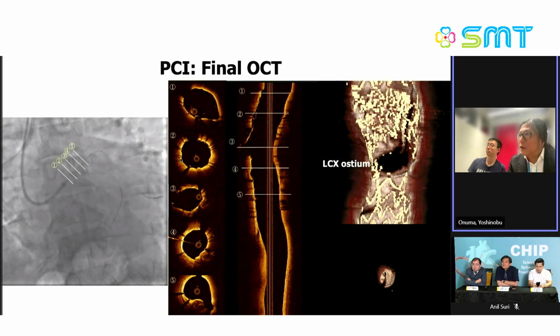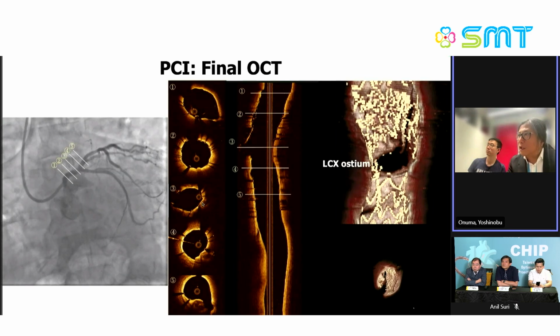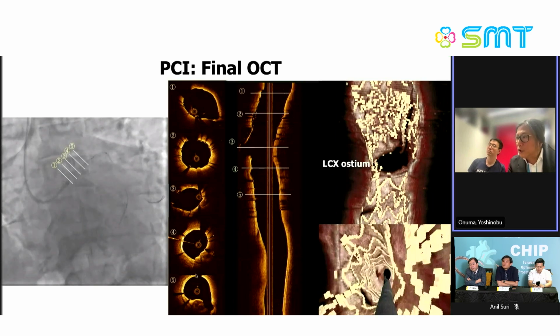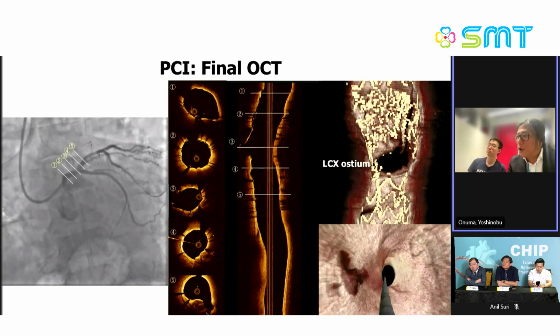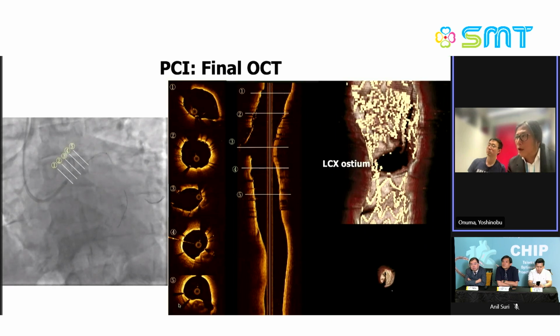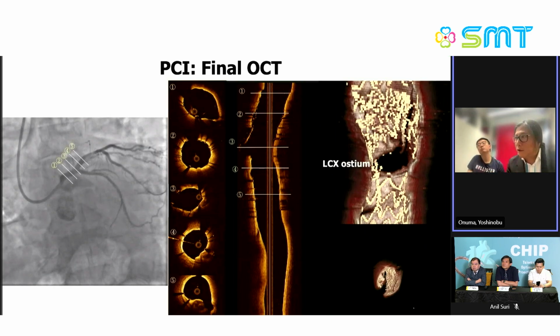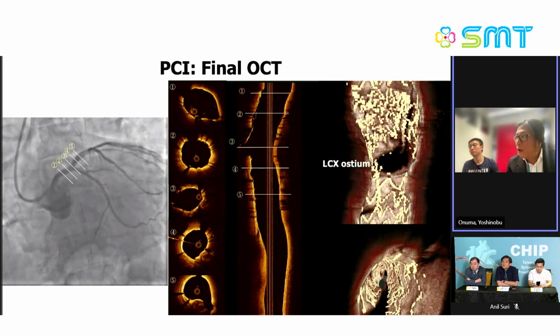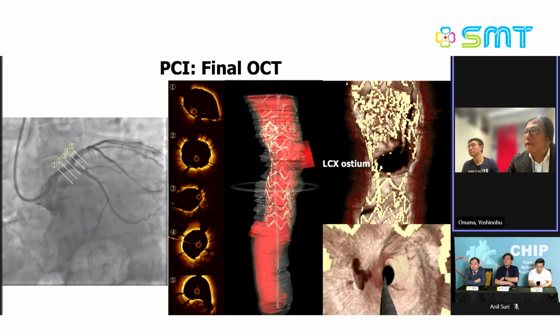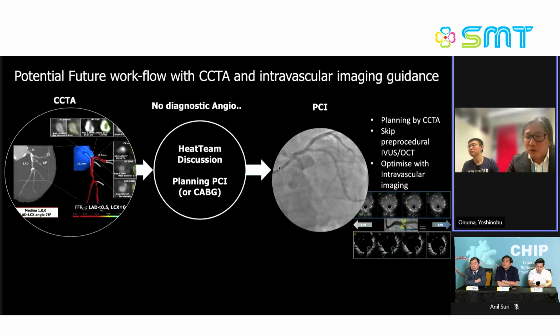And you can also appreciate that there's a really big chunk of calcium which is recognizable on OCT, and plaque modification. The lithotripsy works very well to expand this Supraflex in a very calcified region. So that was the final OCT and 3D reconstruction.